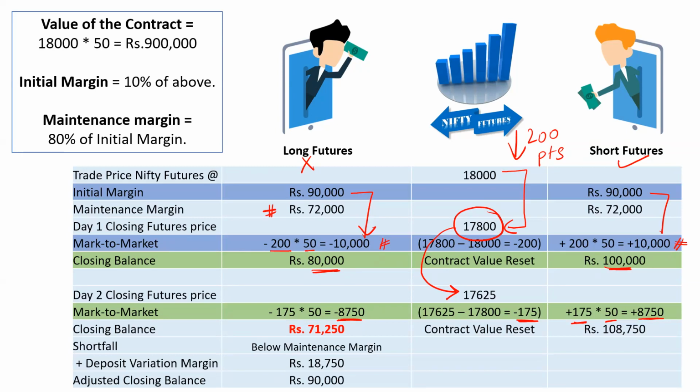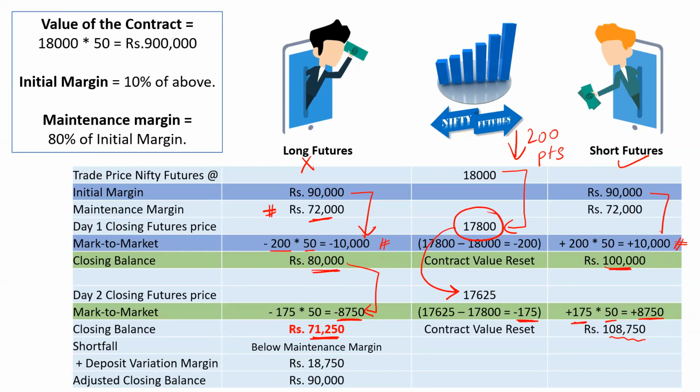So his account, 80,000 minus 8,750, will now be only 71,250. For the short, it is going to be 1 lakh plus 8,750. So his account will be 1 lakh 8,750. Let's talk about the long. Minimum he needs to have 72,000 in his account, but he is having only 71,250. So his account is only short of 750 rupees, not more than that. But still his account is below the maintenance margin.